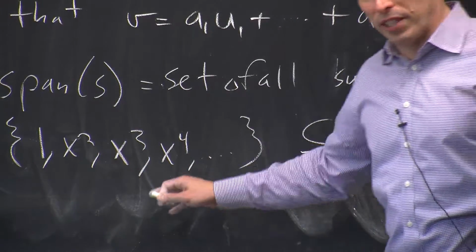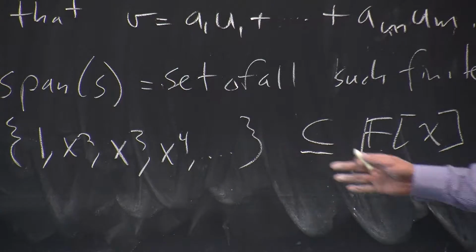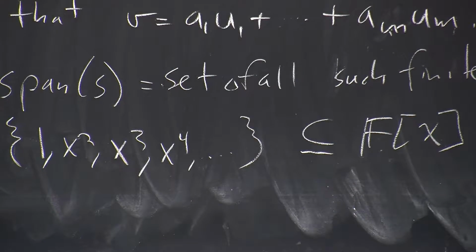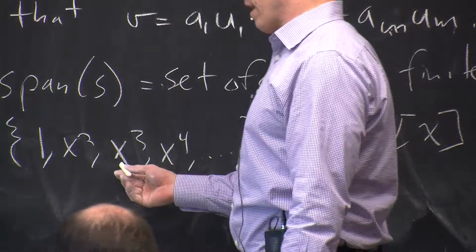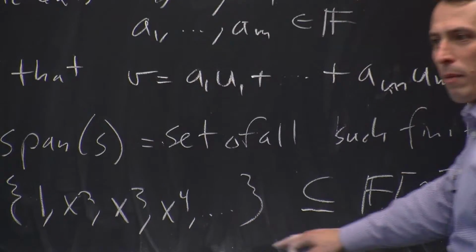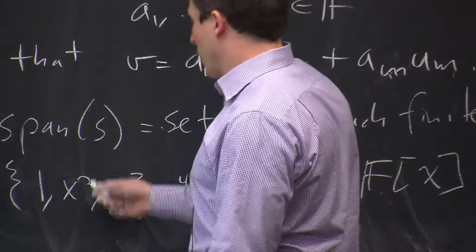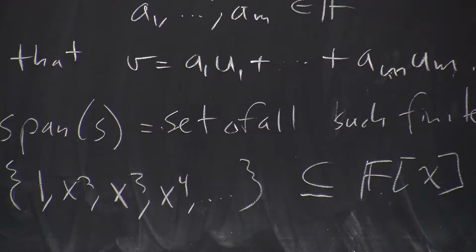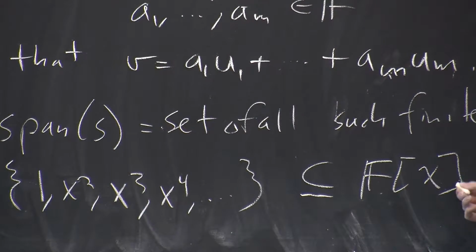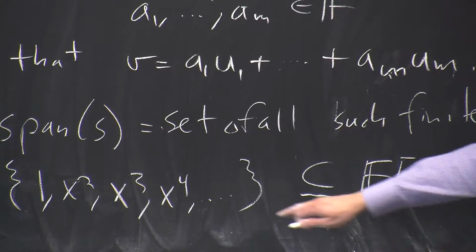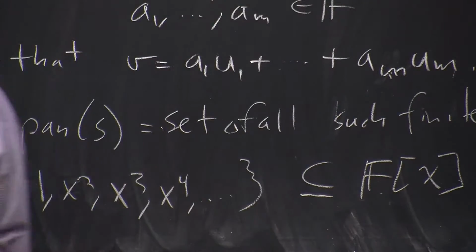If I'm allowed to take infinitely many, then I can get other things, right? Then I can get power series, I can get the exponential function or whatever, by calculus sort of considerations. So I don't want infinite linear combinations because that's going to get me out of this vector space. The finite linear combinations of this infinite set are just fine, right?